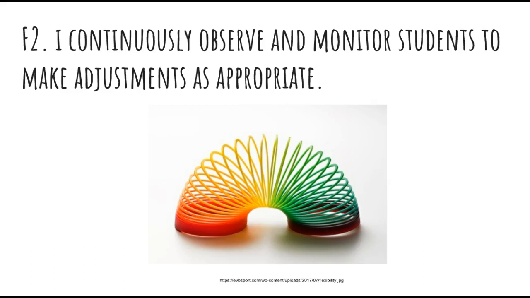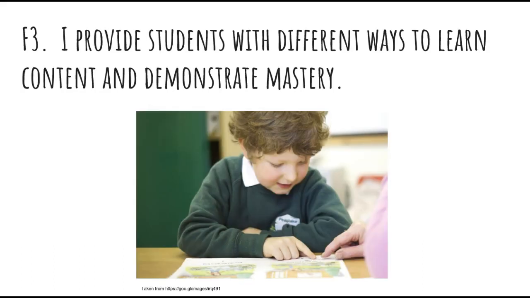It is actually flexible, like the spiral we see in the picture. Indicator F3: I provide students with different ways to learn content and demonstrate mastery. So in here, we can have students learn by stations. We can help them in differentiating their content through a learning menu or a think-tac-toe or any other strategy that will give our students choice and different ways to show what they have learned.